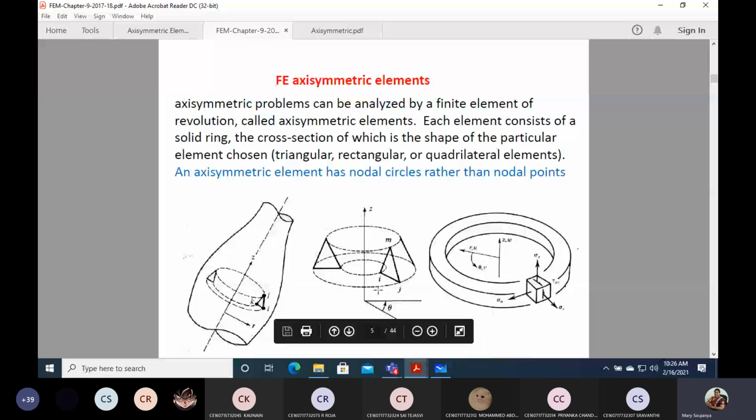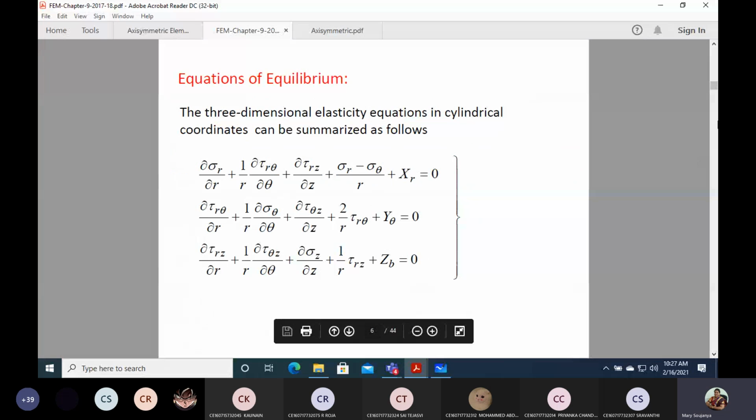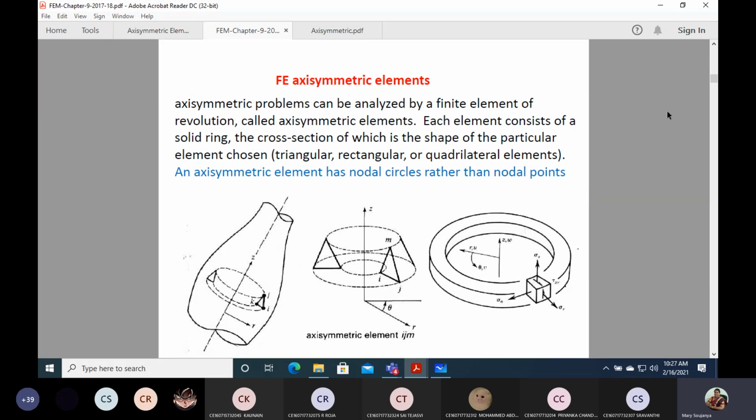We have theta, z, and r coordinates for the figure. The directions of z, theta and r are clearly shown here based upon the cross section.